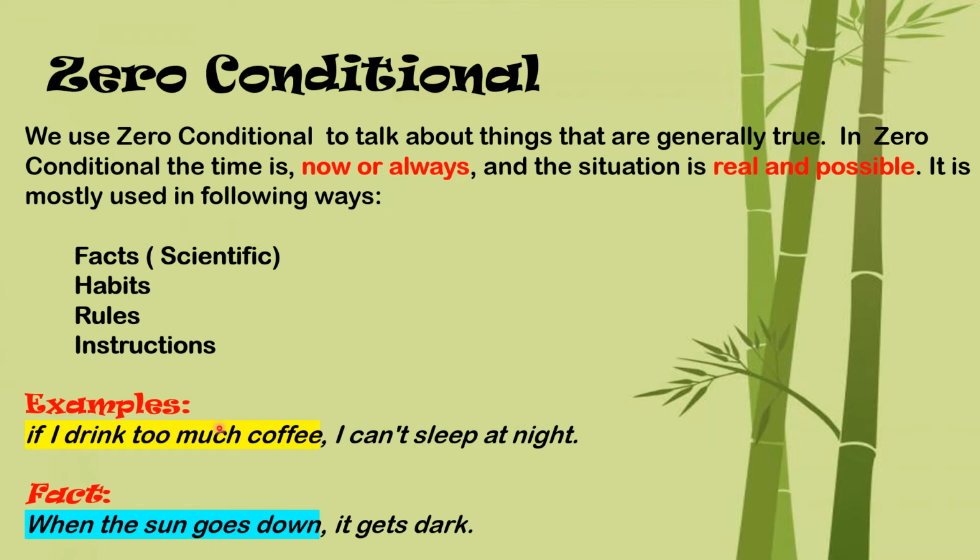Look at the example. If I drink too much coffee, I can't sleep at night. It's a fact and it happens with you. Perhaps it's your habit. You are used to this thing. When the sun goes down, it gets dark. Remember, look at the highlighted part. This is the condition part. We can use when as well. It gets dark, and this is the result. So here the highlighted part is the condition clause and the other part is the result clause.